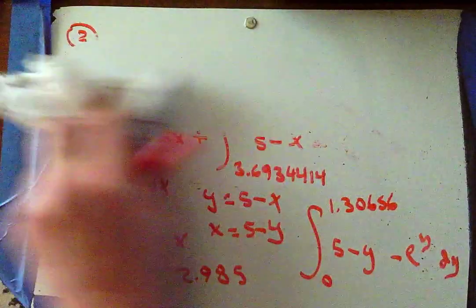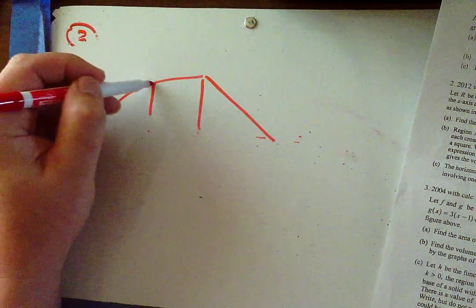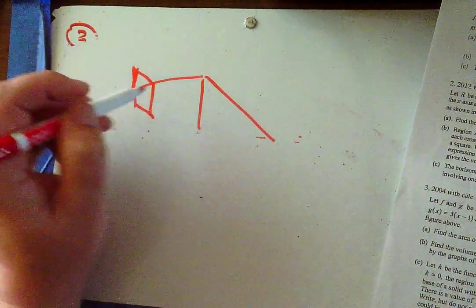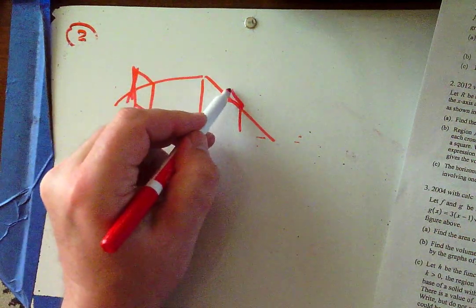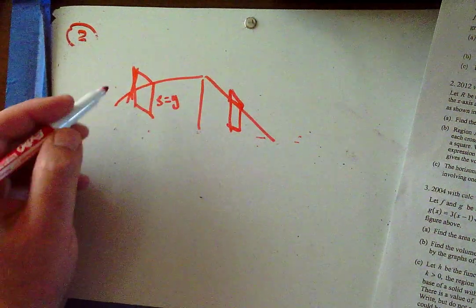What about part B? Part B says R is the base of a solid. Cross sections are perpendicular to the x-axis. Write but do not evaluate an integral expression, one or more integrals, to find the volume of that solid. Well, here I am doing that top minus bottom. And I'm imagining squares here. And the side length of those squares is my y value.